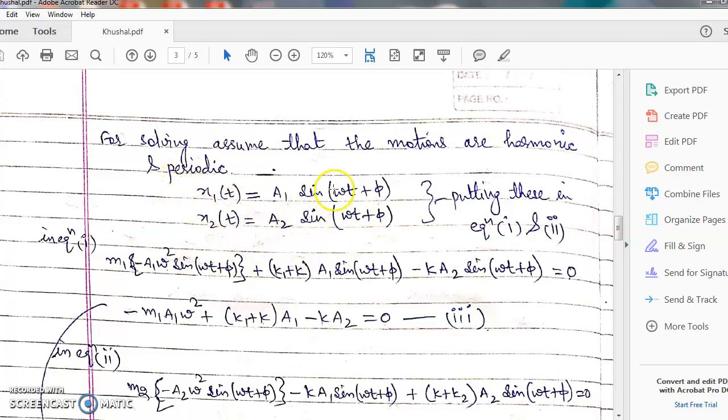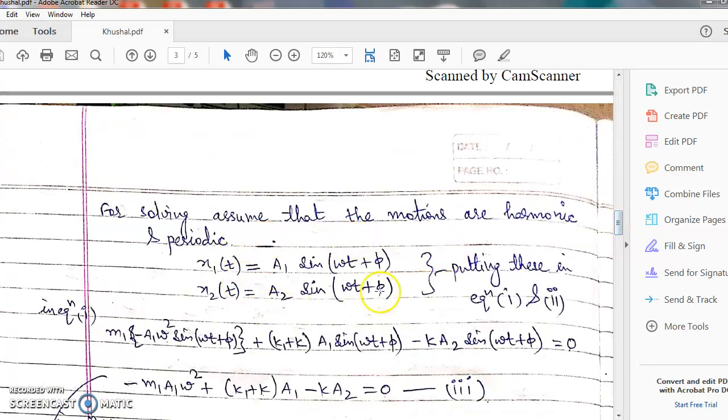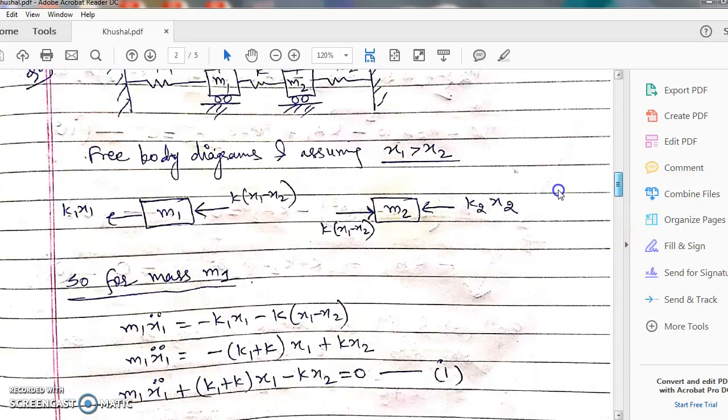Okay. And then I'm putting these in equations 1 and 2. What do I get? Put these 2 in equation 1 and 2. Where is equation 1? This is equation 1.